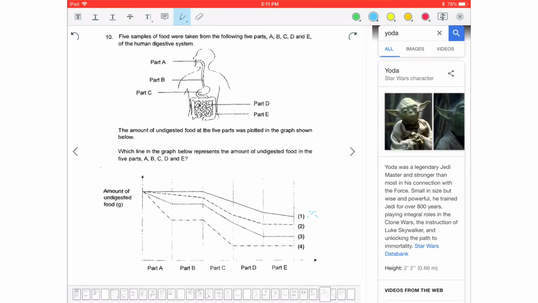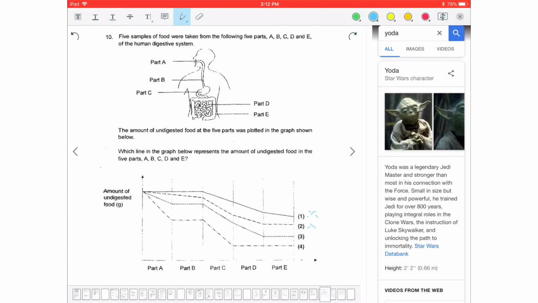D got no digestion at all. Right? So 2 is wrong. So how about then we continue. Now 4 says that D, what's D? D is the small intestine. How come got no digestion?